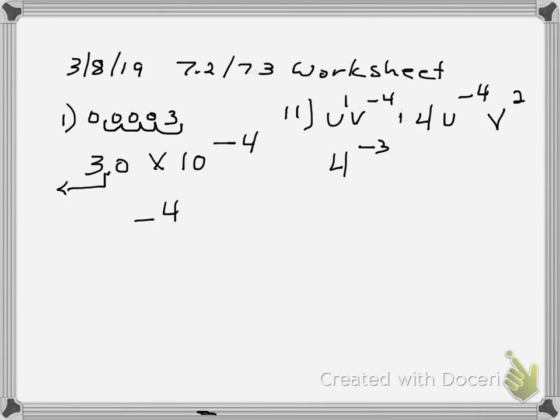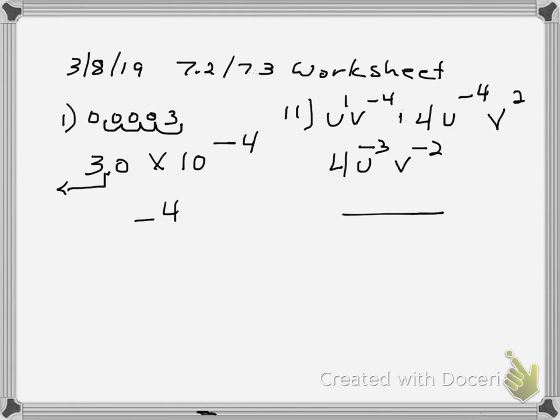Then I have v to the negative 4 and v squared. A negative 4 and a positive 2. Oh, I forgot the u. So it's u to the negative 3, and v, negative 4 and positive 2 is negative 2. All right, now I'm not done yet. We can't leave it with negative exponents. So I'm going to draw a fraction line. Every time we have negative exponents, we start by drawing a fraction line.